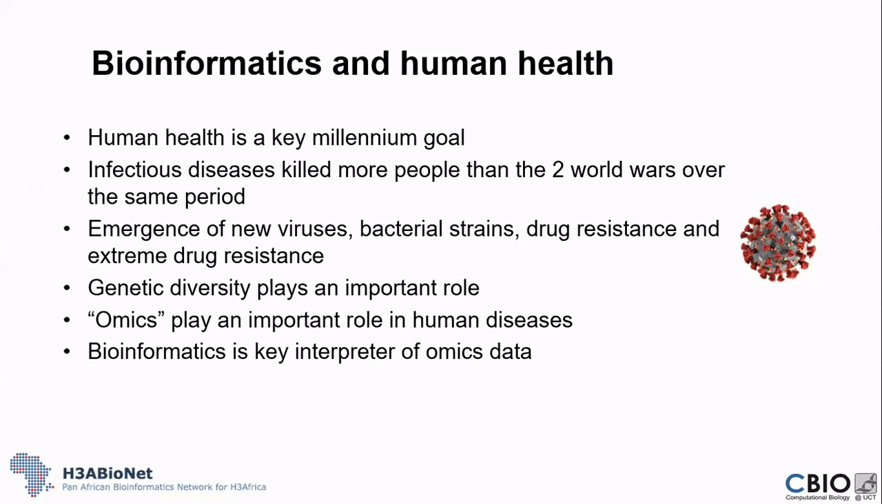And so omics is the word that covers all those techniques I mentioned. You can study the genome to give you genomics. You can study the transcriptome, so that's how genes are expressed. That's transcriptomics. You can study the whole set of proteins, which is proteomics. Studying all those different components of a biological system is important in human diseases. It's not just about the genetics. Sometimes things only happen at the protein level, so we need to study all of these. And bioinformatics is a key interpreter of omics data.